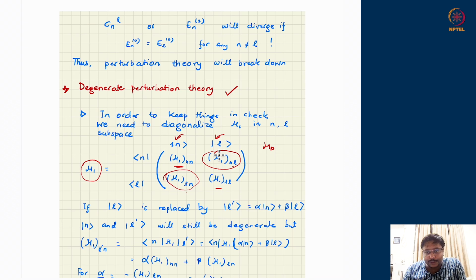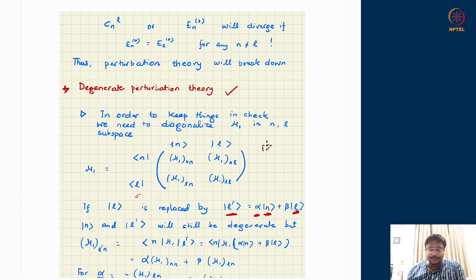However, a remedy to this is already available. The statement is, suppose these terms are non-zero, can I do something to make them go to 0? The answer turns out to be yes, we can do that. Actually, what we can do, we can change L, the state L, to something called L primed, which is a linear combination of the two degenerate states, N and L: some coefficient alpha times N plus some coefficient beta times L.